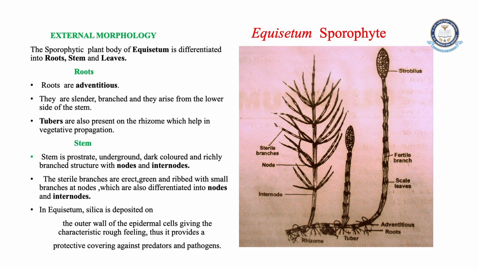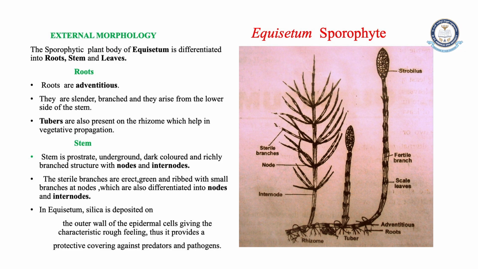areas. Sir, here we are discussing the pteridophytic plant. Generally these plants can be divided into three parts: root, stem and leaves. So we will see the external morphology, starting from the roots.